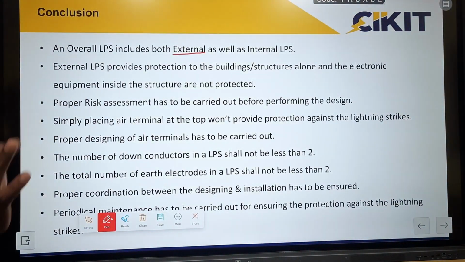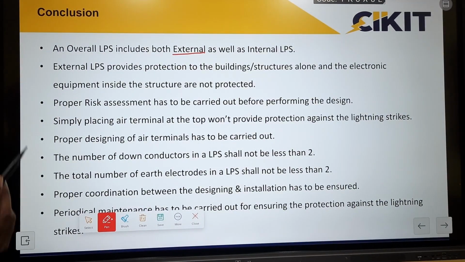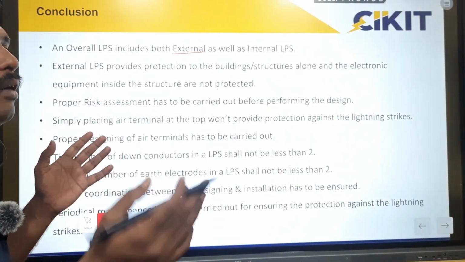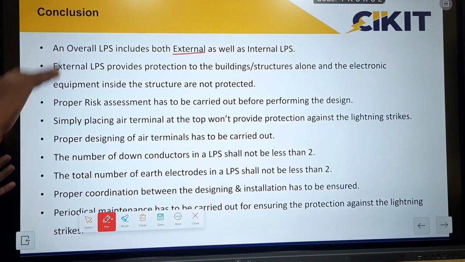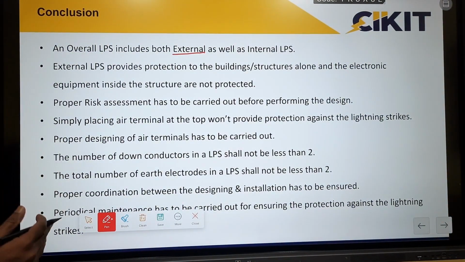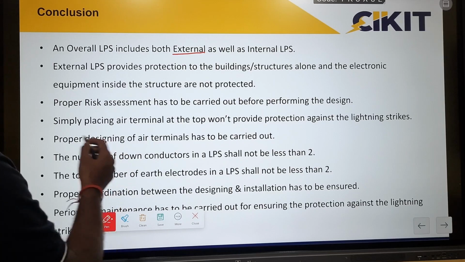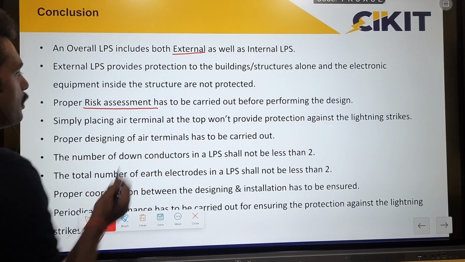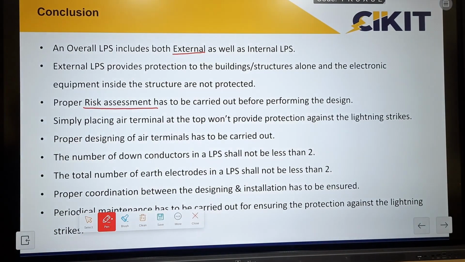Physical damages alone can be protected, and if any surges come from outside the building, the electronic equipment inside the structure is not protected from them. And to determine the suitable level of protection for a particular site, proper risk assessment should be done. After this risk assessment only can we go for a suitable level of protection.